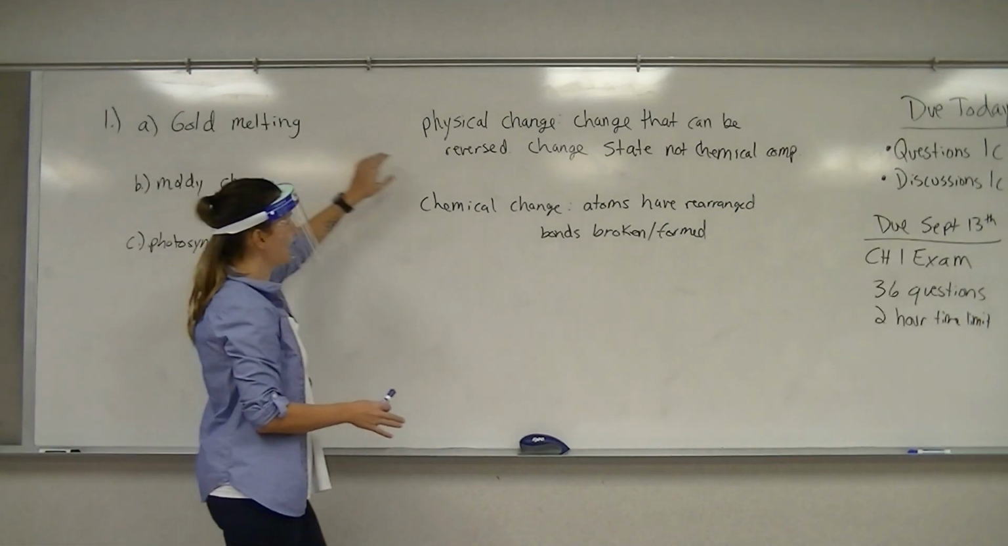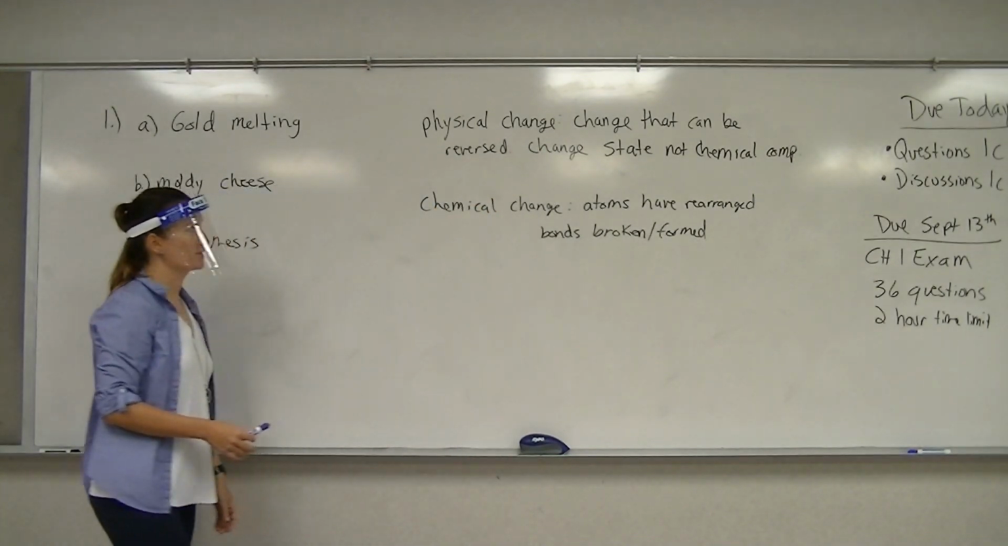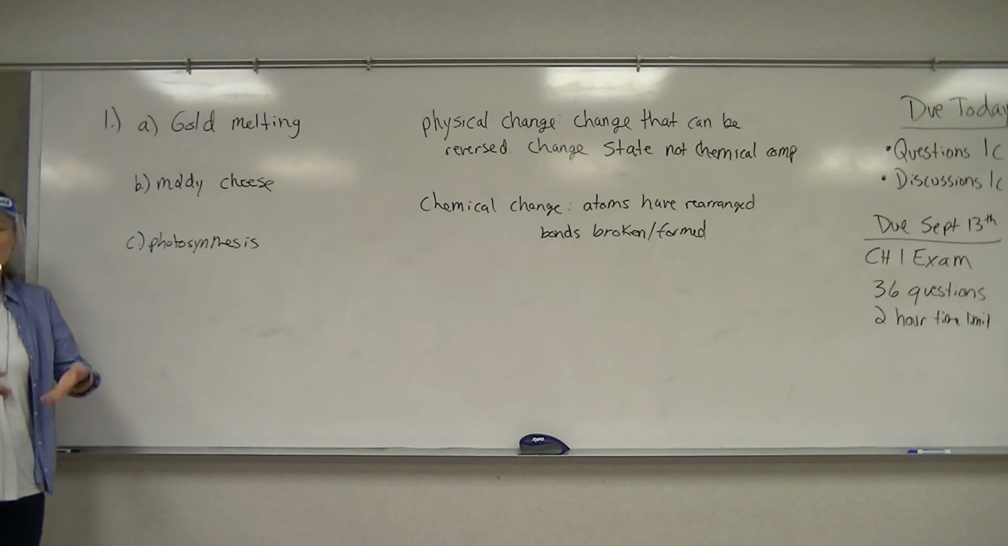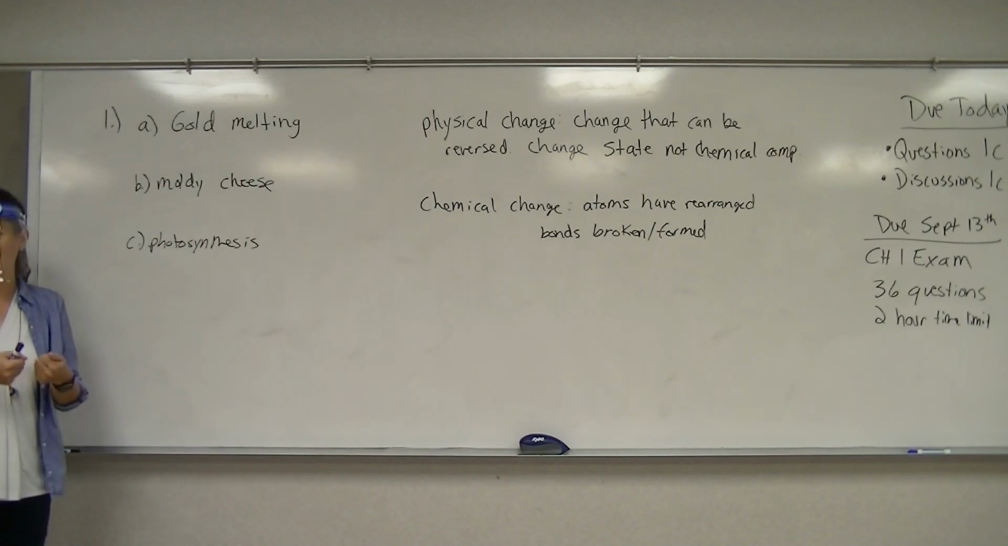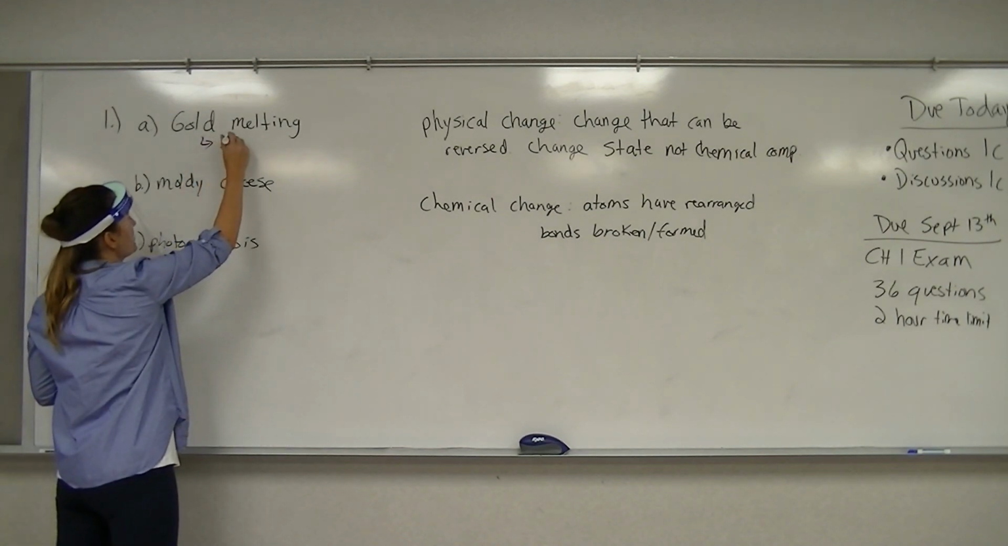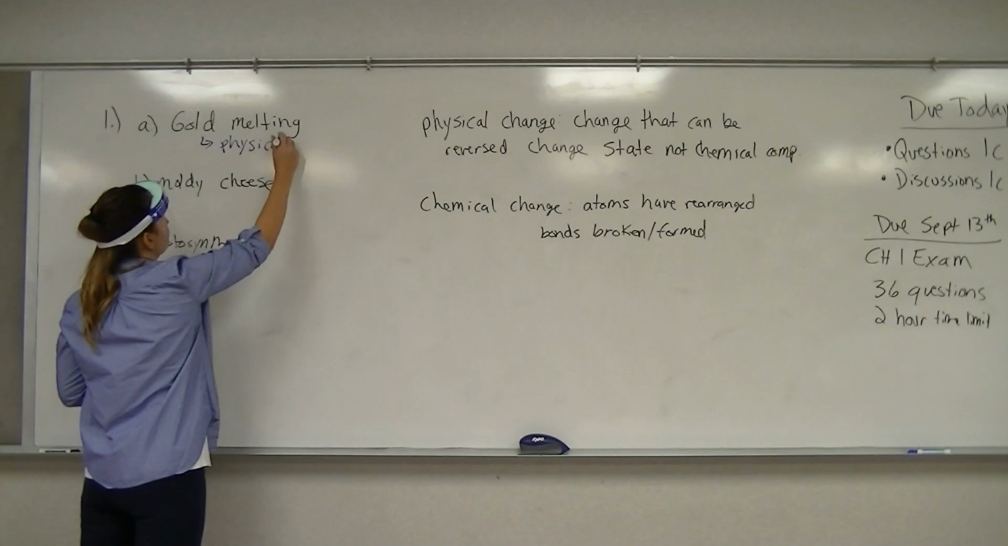Another way to recognize it is it's a change that can be reversed. Why do they usually melt gold? So they can put it in a mold and make jewelry or something else, right? So that it's going to eventually harden again. It's a reversible process. So for both of those reasons, it's going to be physical.